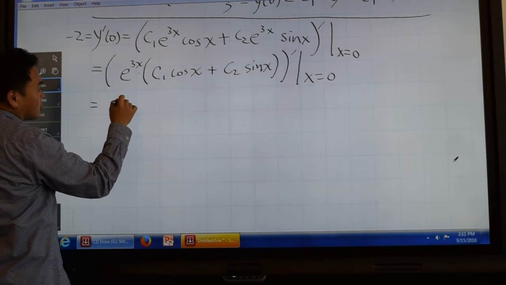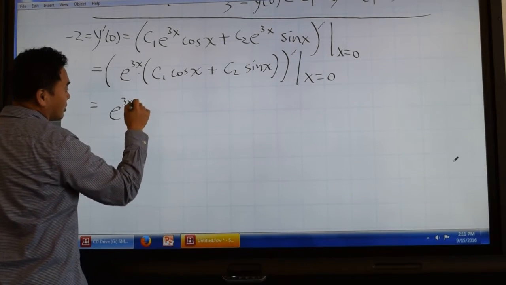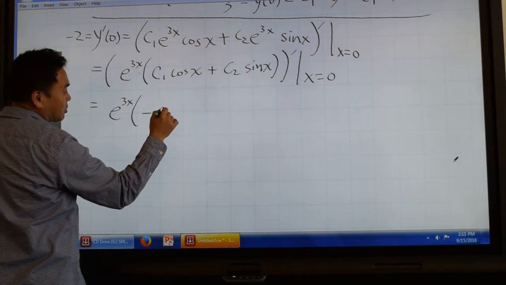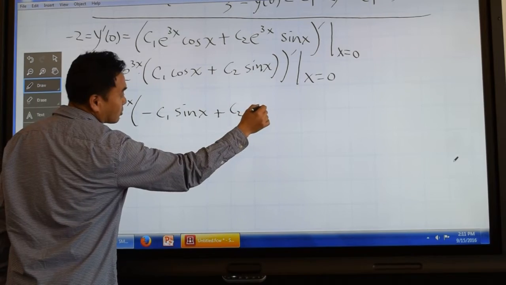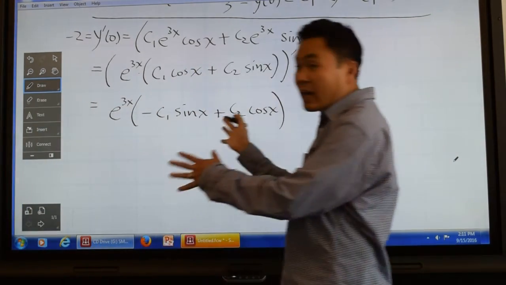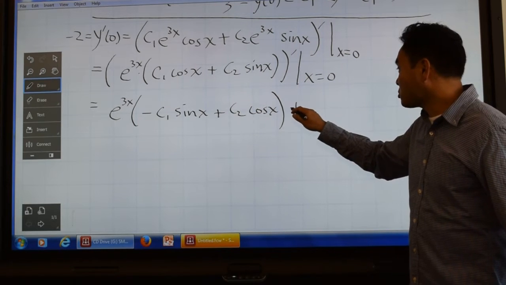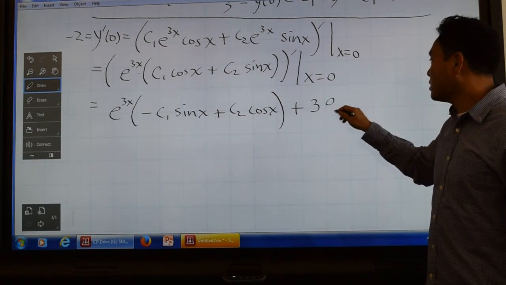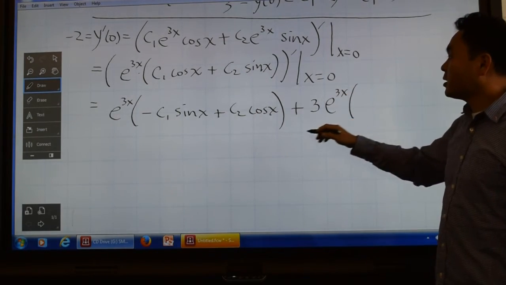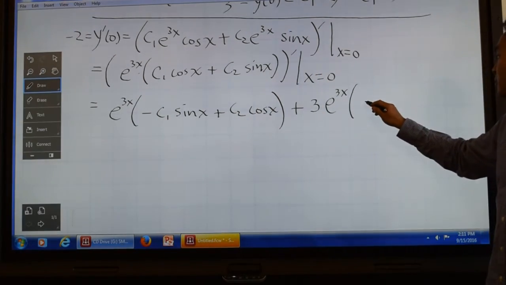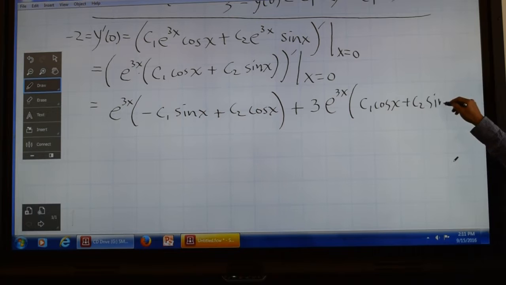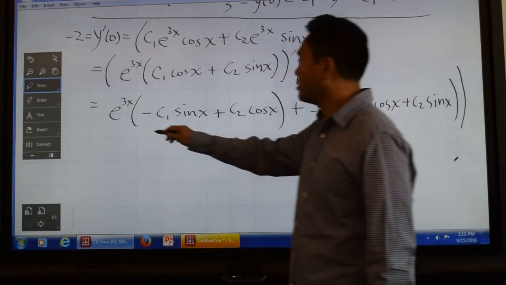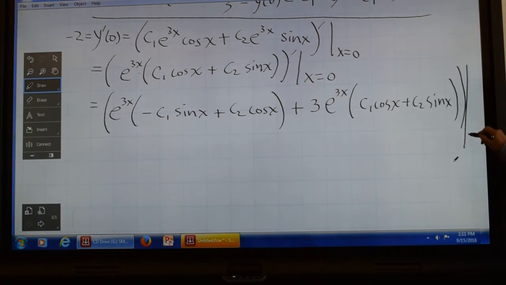Leave the first, differentiate the second, and when you differentiate C1 cosine x plus C2 sine x, that's negative C1 sine x plus C2 cosine x. But that's only half of the product rule, right? What does the other half say? 3 times e to the 3x, so you differentiate the first, but leave the second, C1 cosine x plus C2 sine x. So that's your derivative. And after this, you have to plug in x equal to 0.